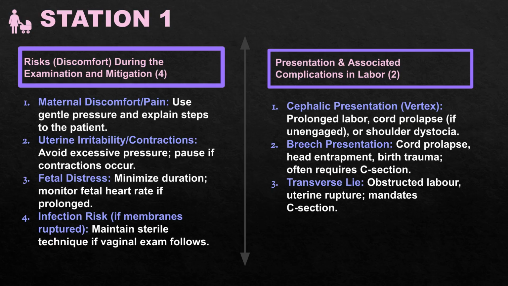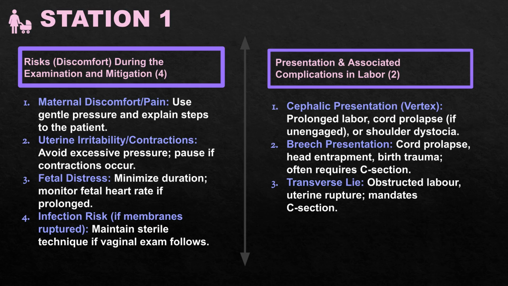Presentation and associated complications in labor. Cephalic presentation is the most common and safest presentation. Possible complications include prolonged labor, cord prolapse if the head is unengaged, and shoulder dystocia in large babies. In breech presentation, the buttocks or feet present first. Complications include cord prolapse, head entrapment, and birth trauma. For this reason, many breech deliveries require cesarean section.